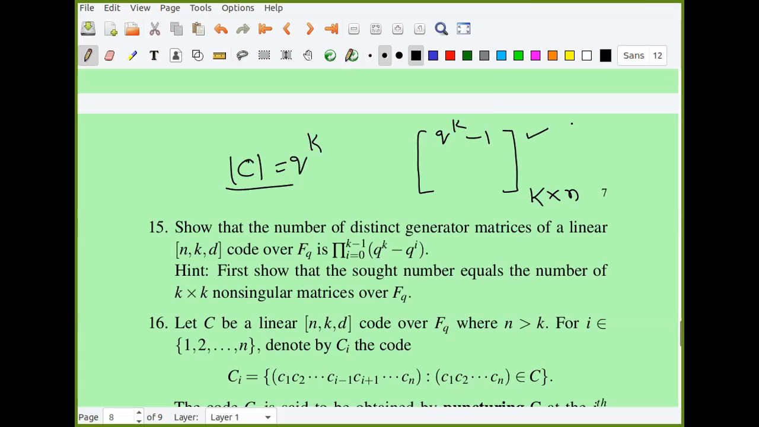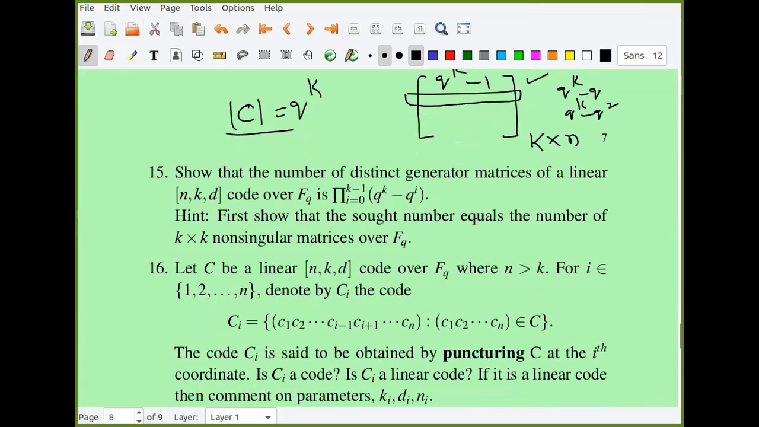Once I choose this, that means I already chose one vector, right? Now the second should not be a multiple of this one. How many possible multiples are there? Q multiples. So that is Q power K minus Q ways I can choose this. Now the third one is not a multiple of these two combinations, right? So that is Q power K minus Q square. Like that it will go. The last one, only one choice.